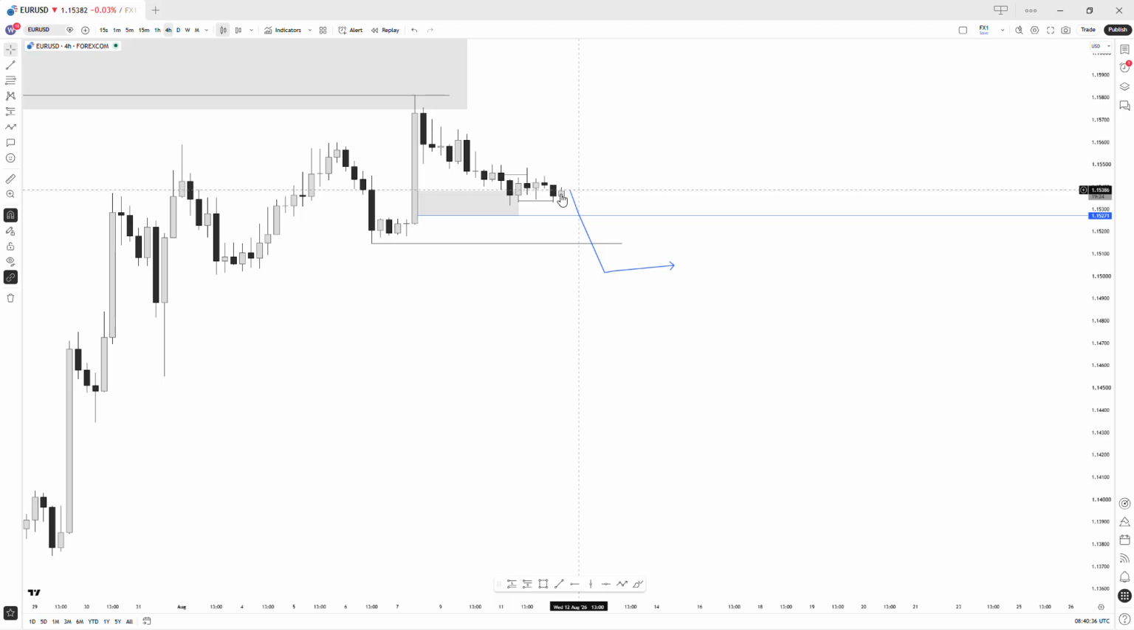If you're looking for the entry right now, Euro USD is a good sell with your initial target at this low, final target at this low.